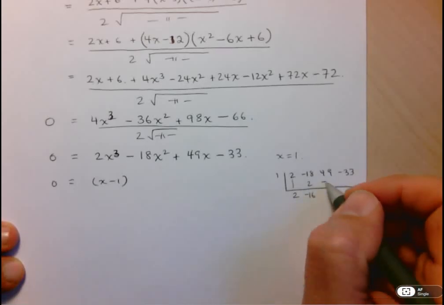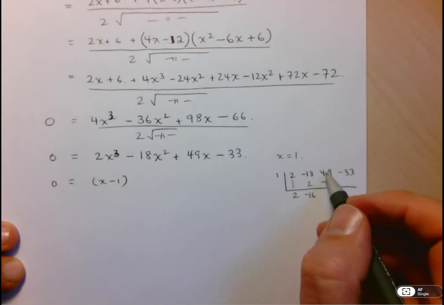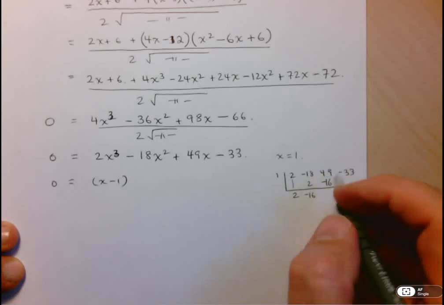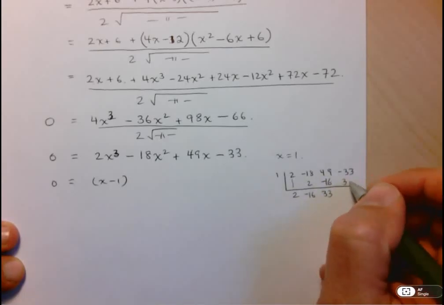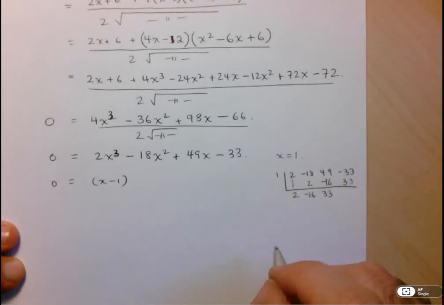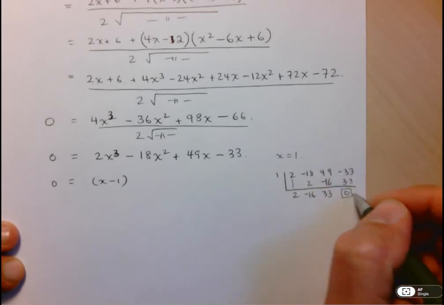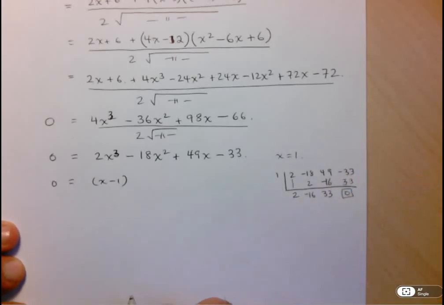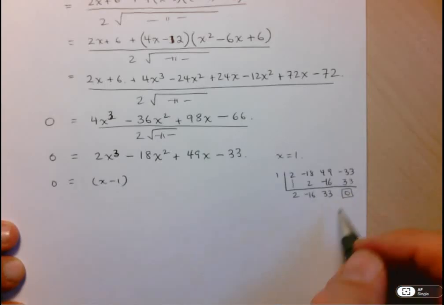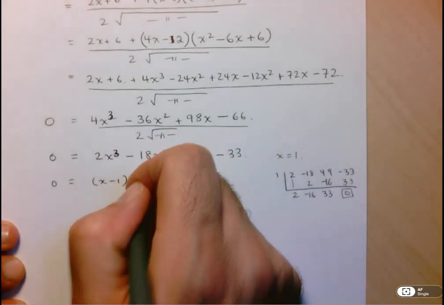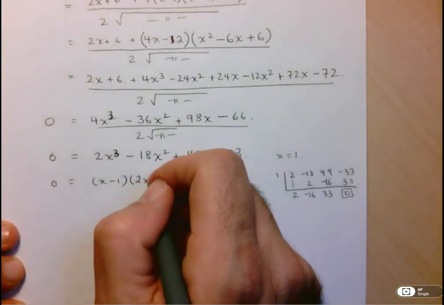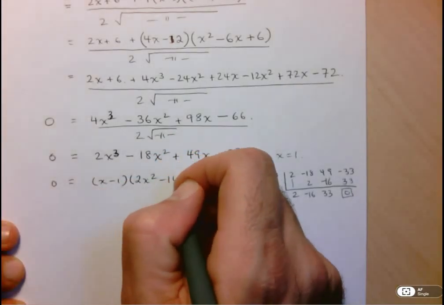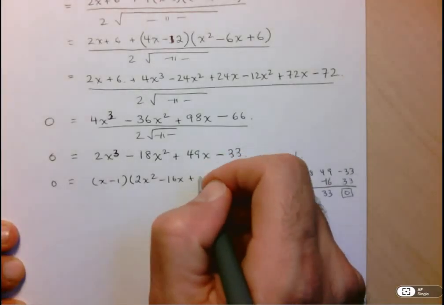Okay, here we got negative 16. So 49 minus 16 is equal to 33. And of course, when we put the 33 here, negative 33 plus 33 is 0. It is worth checking that just to make sure you didn't make a mistake, because if this didn't turn out to be 0, then that wouldn't be a factor. Okay, so our quadratic factor that's left over is 2x squared minus 16x plus 33.